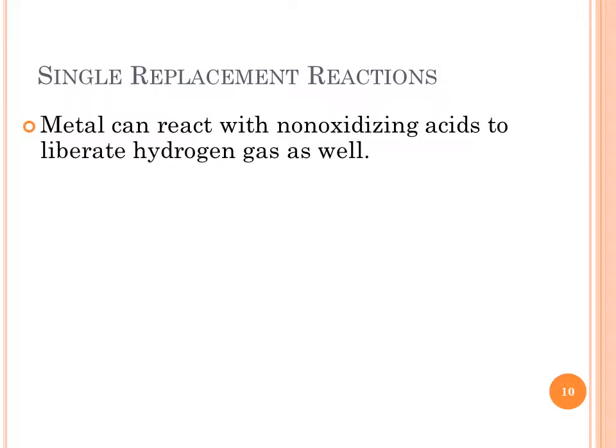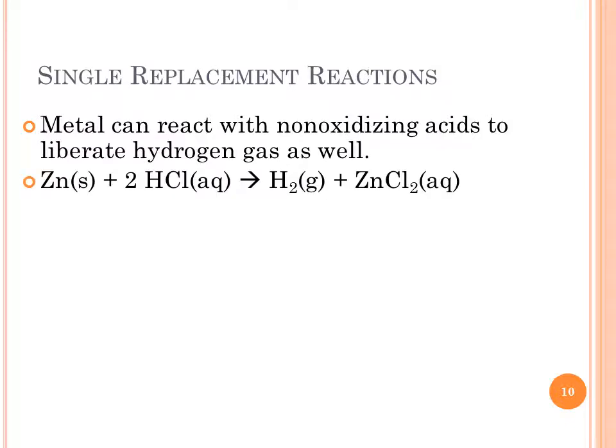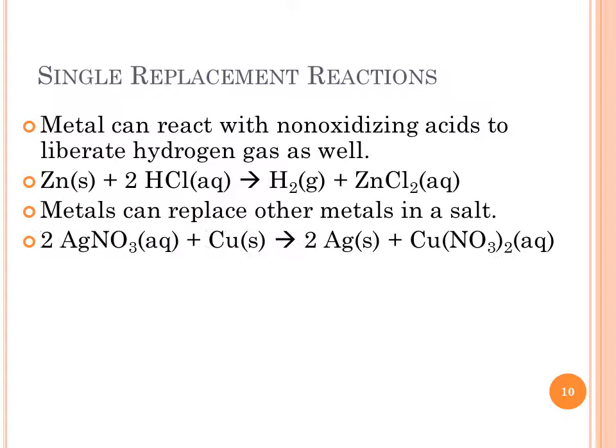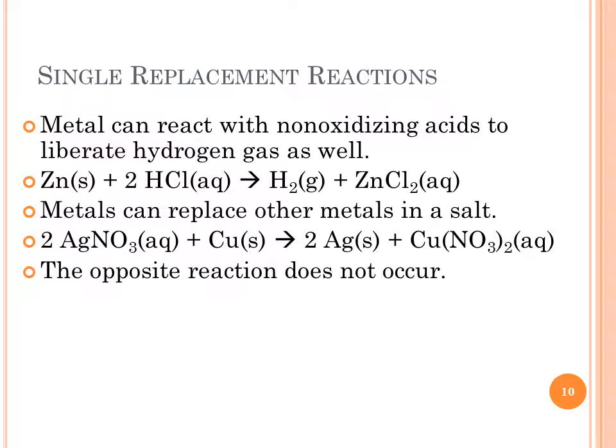Metal can react with non-oxidizing acids, for example hydrochloric acid, to liberate hydrogen as well. Remember our zinc reacting with hydrochloric acid to produce hydrogen gas and zinc chloride. That would be a good example of that. But only certain metals will do that, as we'll find. Metals can displace other metals in the salt, but the trick is the substance that is doing the displacing needs to be more active than the element within the salt. So in this case, copper will displace the silver out of the salt to produce silver metal and cupric nitrate. The opposite reaction does not occur.